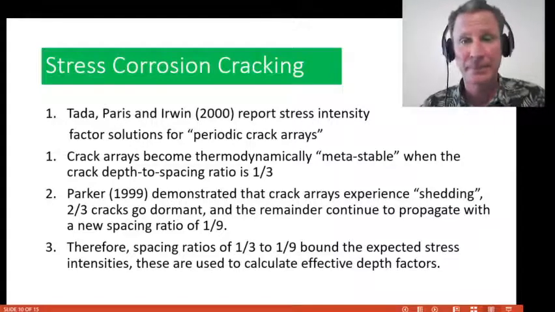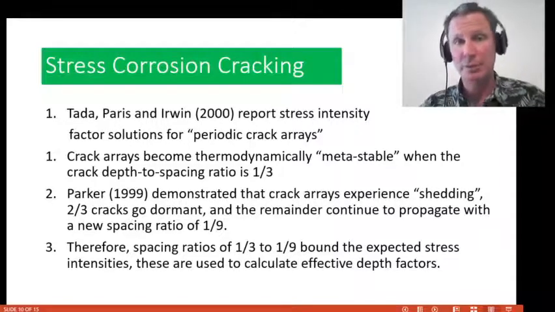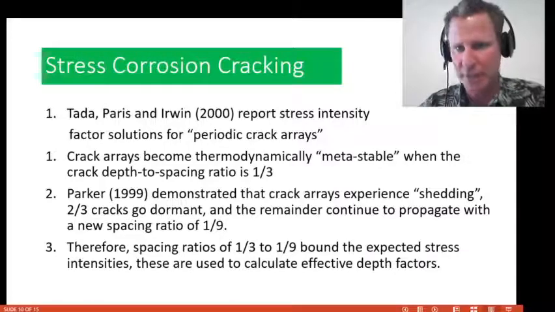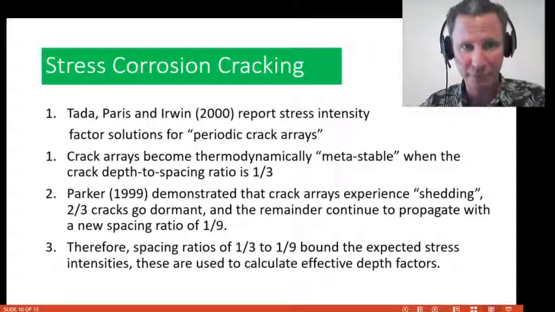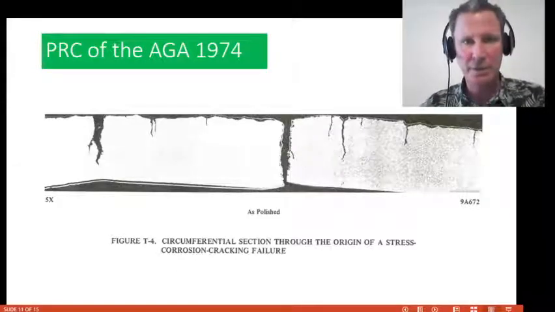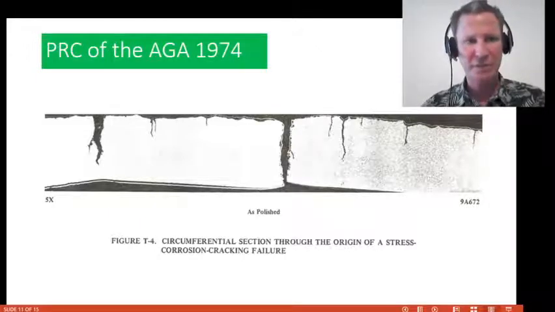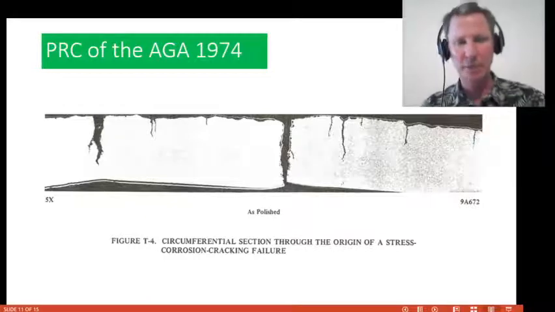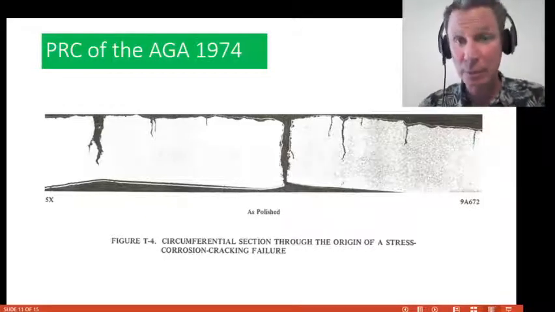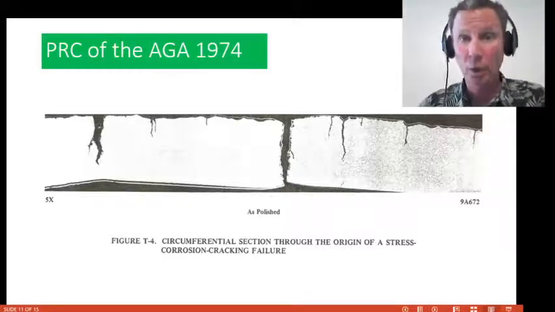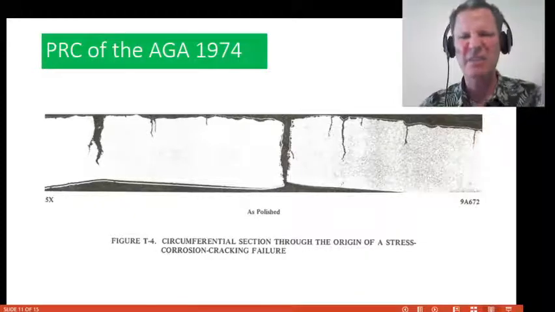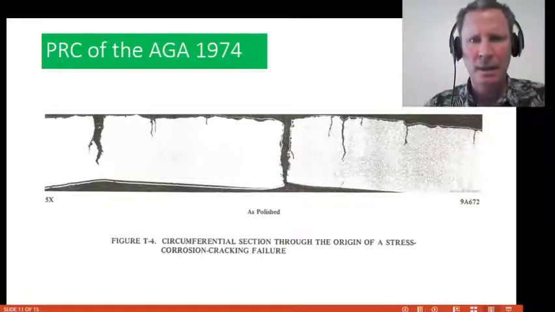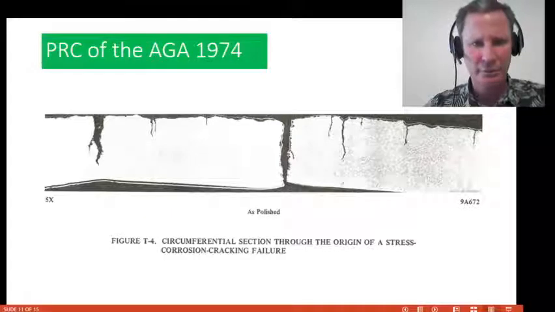Now, when I mention this 1/3, 1/9 crack depth spacing ratio, it doesn't make a whole lot of sense until you dig up your old American Gas Association Pipeline Research Council study from 1974, and you find this quite beautiful metallographic cross-section. What's interesting is if you look at the cracks, their spacing is approximately equal. And you'll also notice that the crack depths are either equal to that spacing or 1/3 of that spacing, other than the failed one right in the middle. I've done a little color coding to hopefully help you understand this a bit.